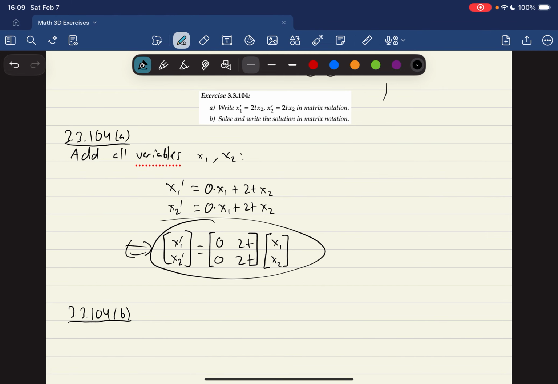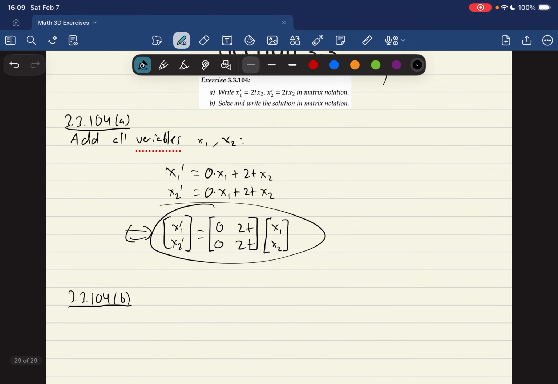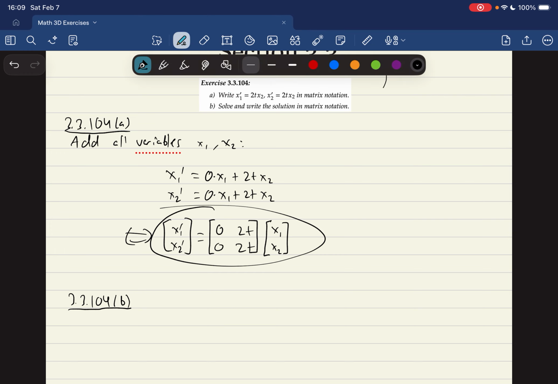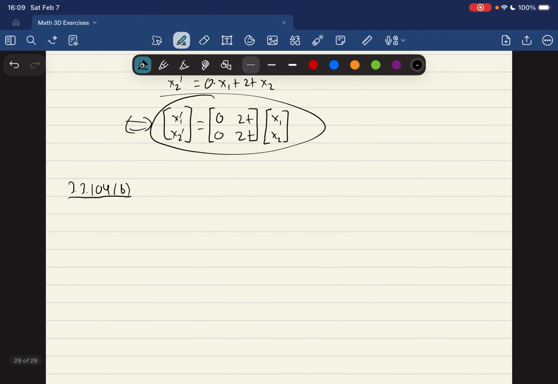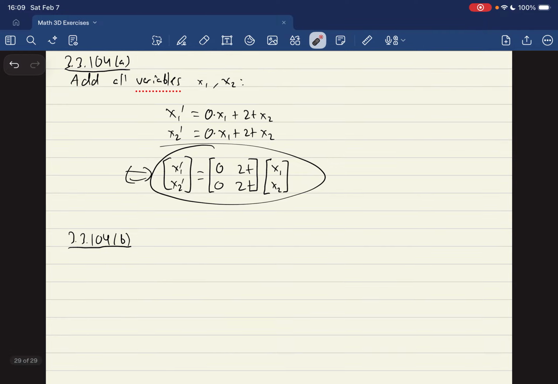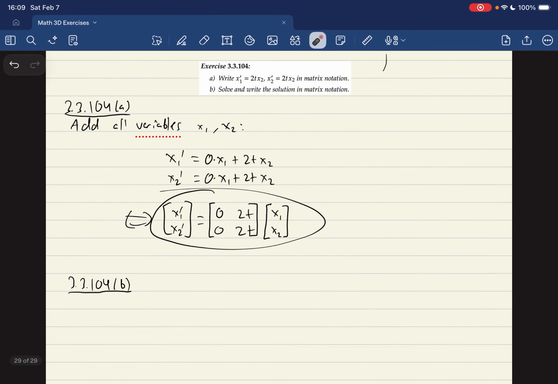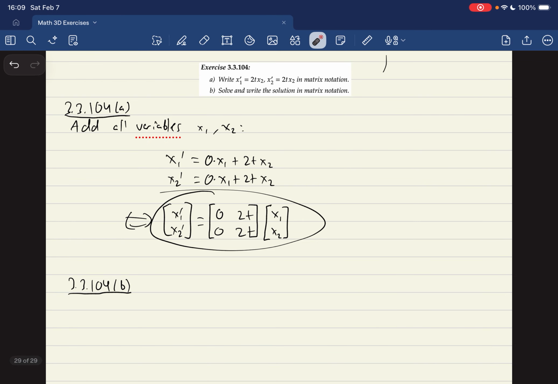And so now we need to solve this system and write the solution in matrix notation. Now, to solve the system, we do need to use the original equations here. Unless we had been given constant coefficients, in which case the techniques of the next section, 3.4, apply, but we're not in 3.4, we're in 3.3. So we're going to solve the system by hand using just the equations up here.